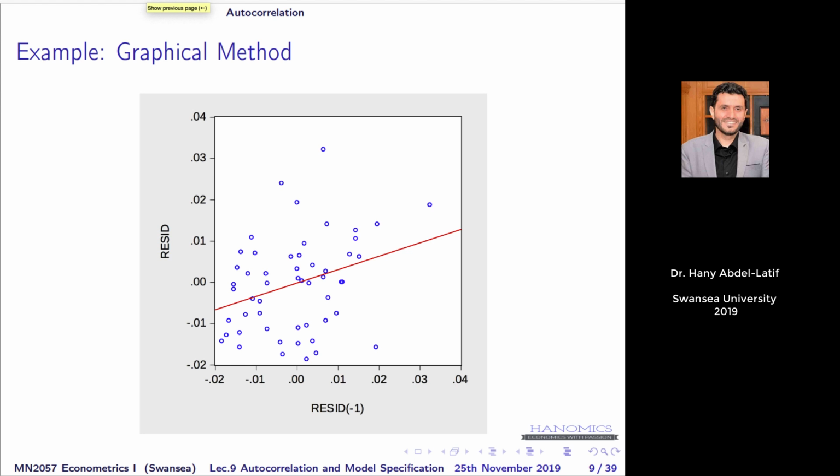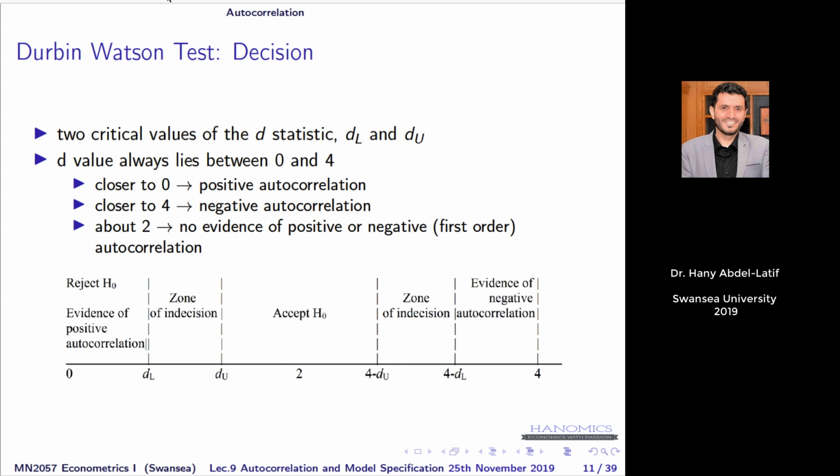So going forward to this point, you see, your null hypothesis: if the D statistic or the test statistic is very close to 2, then you cannot reject the null. That means there's no autocorrelation. But in our case, it falls between 0 and D lower, because our D lower is 1.4 and our statistic is 1.2. So it's below D lower. So we know it falls in this region where we have positive autocorrelation. So our conclusion in this case is that we have positive autocorrelation.